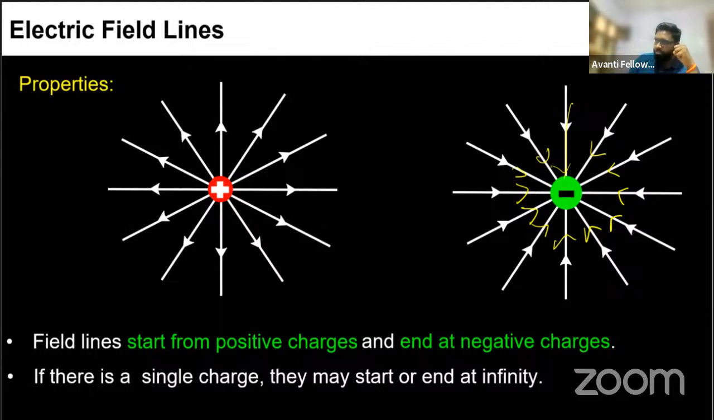So the positive charge is repelling, which means it has a direction outward, radially outward. And the negative charge is being attracted towards it, which means the lines are terminating on it. Got it? These are the conventions. Conventionally, we will always take the reference of the positive charge. So always remember that the lines start from the positive charge and end at the negative charge. Got it?